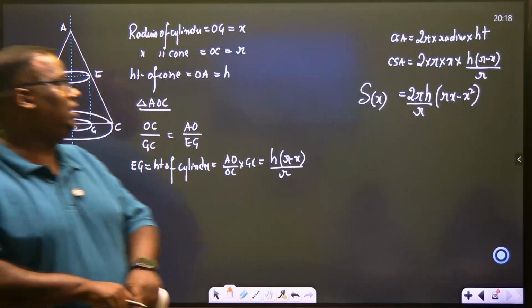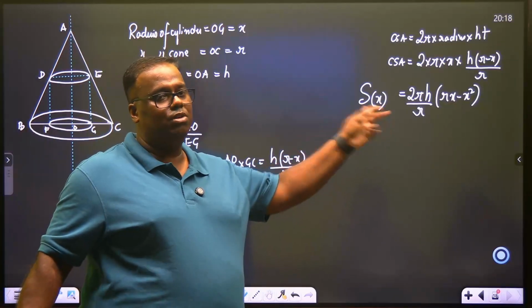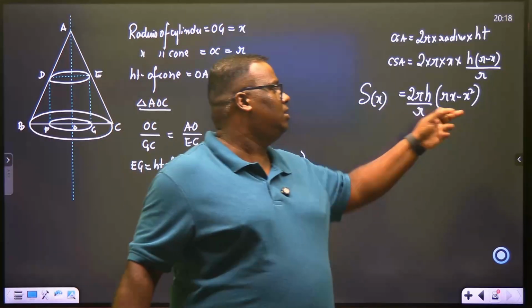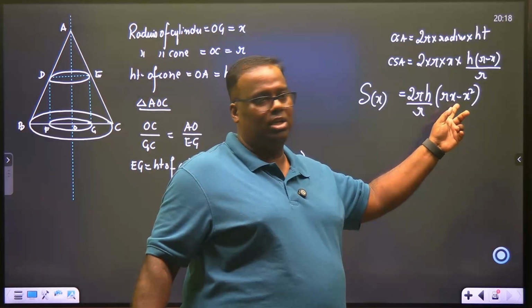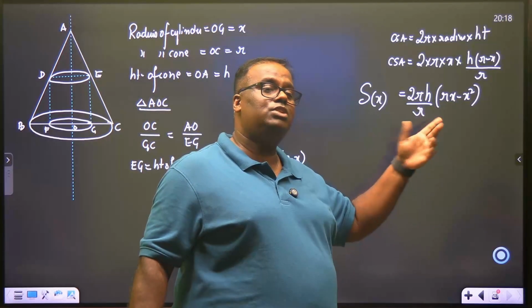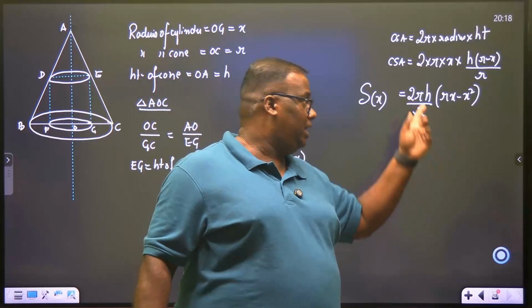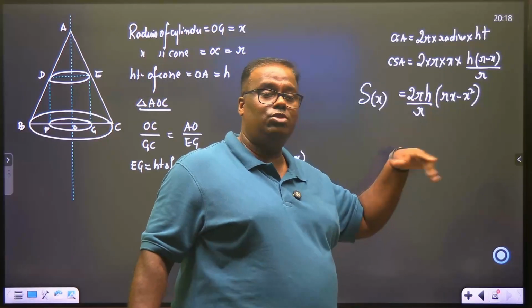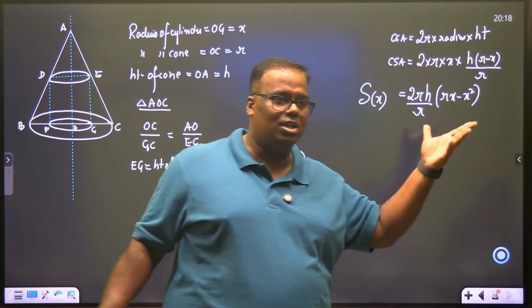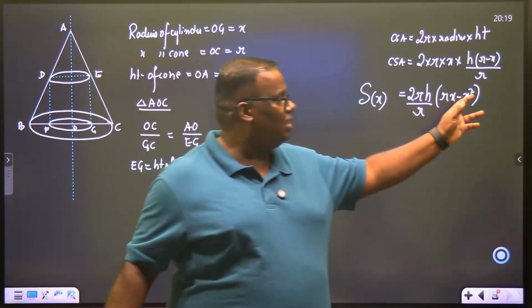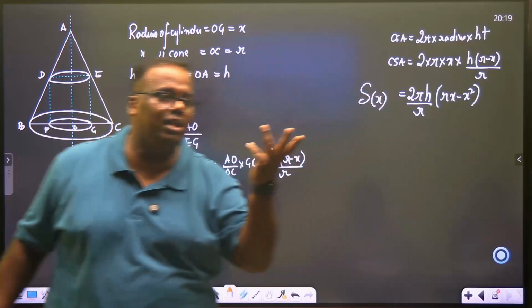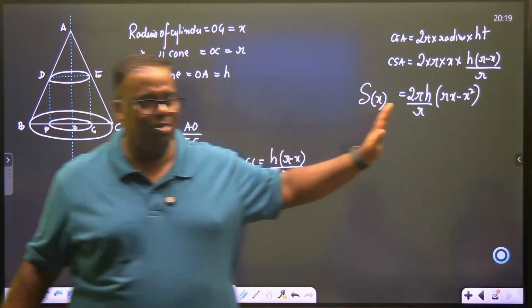Now see, why did I write the surface area in terms of x? Look at this equation. What is the variable out here? X is the only variable out here. R is the cone's radius, which is frozen. H is the cone's height, which is frozen. Cone was frozen. Cylinder is what you are adjusting. And if you tweak the radius of the cylinder, the height automatically gets tweaked. Did you understand this or not?